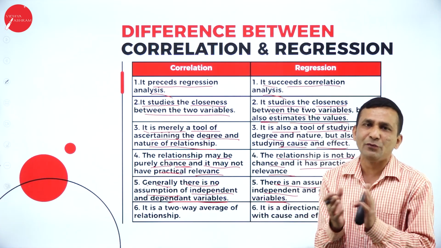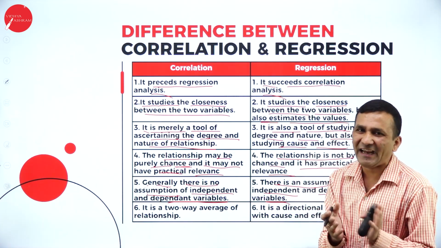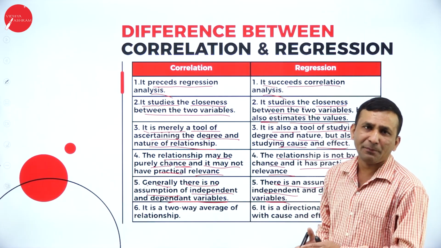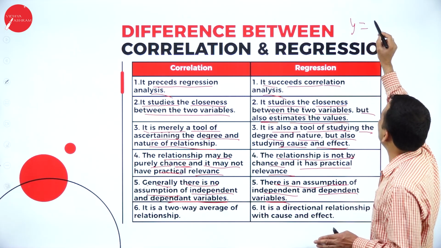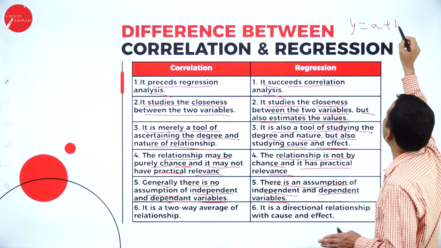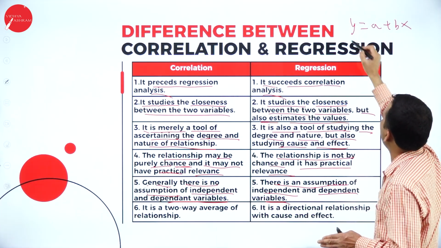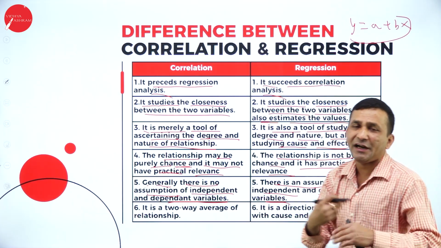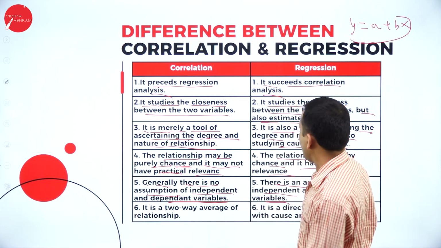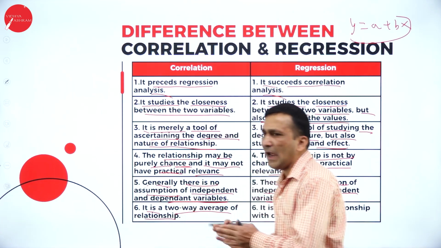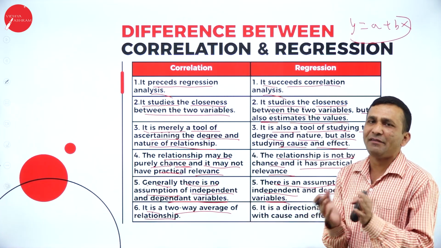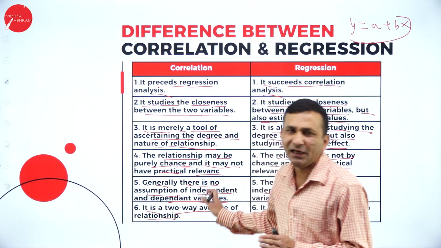If you know the x and y values, and the two constants a and b, we can easily predict. The equation is very simple: Y is equal to a plus bx. Based on the equation, we generate two equations. And the last one: correlation is a two-way average relation, two-way average of x and y, because on an average basis also we do the correlation.